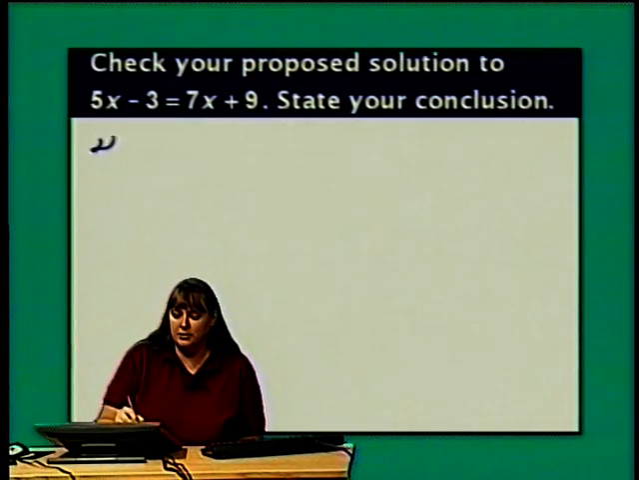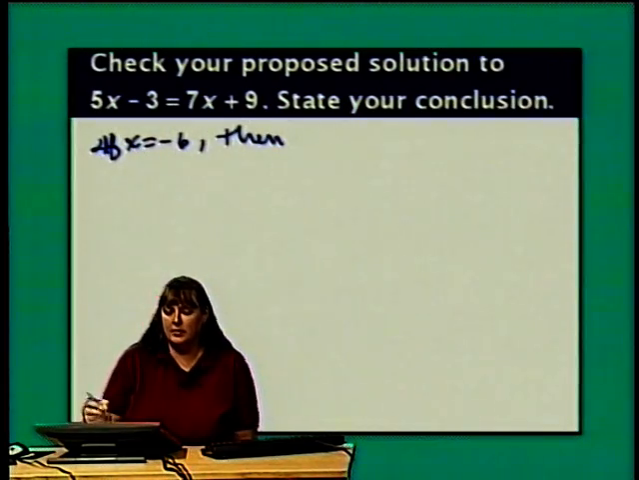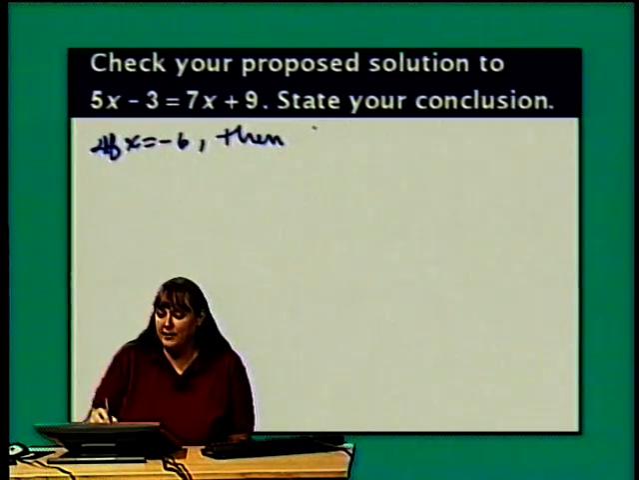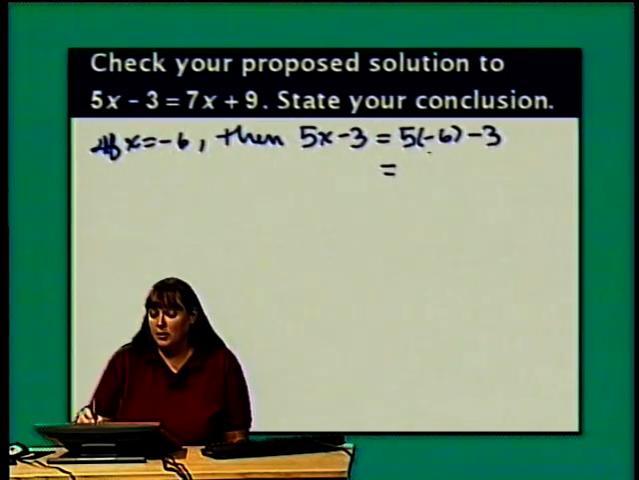Let's check that solution. If x equals negative 6, then I'm going to need to evaluate both sides, both expressions on the left-hand side and the right-hand side when x equals negative 6. Let's just start with the left-hand side, 5x minus 3. So that would be 5 times negative 6 minus 3, which is negative 30 minus 3, which is negative 33.